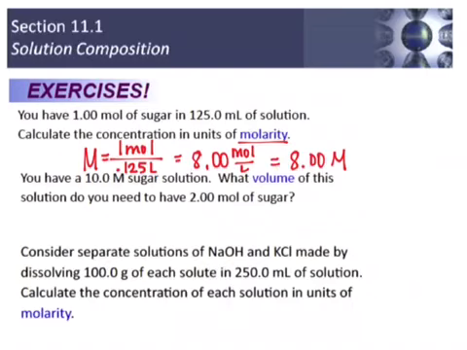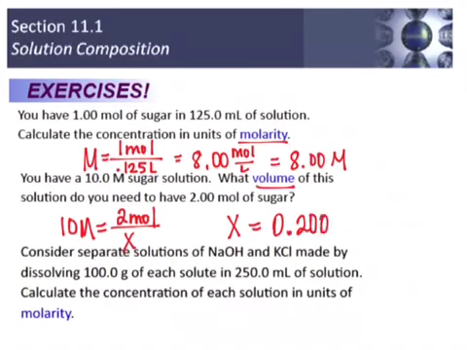You have a 10 molar solution of sugar. What volume of this solution do you need to have 2 moles of sugar? So 10 is equal to 2 over X. Solve for X. To 3 sig figs, we get 0.200 liters, or 200 milliliters.